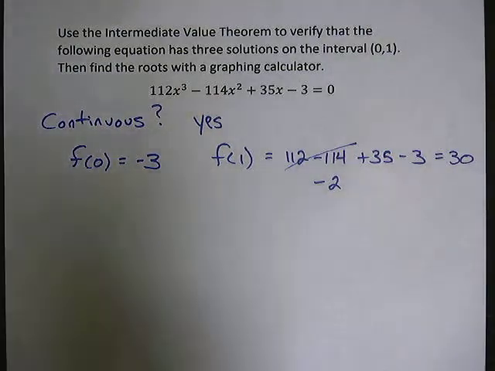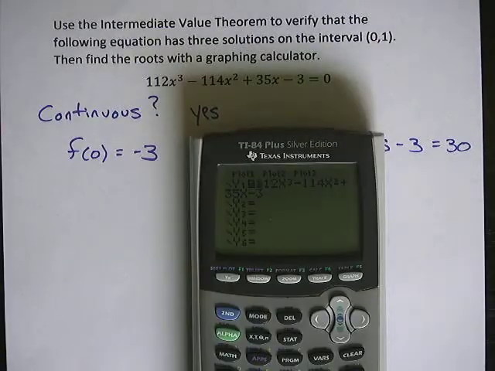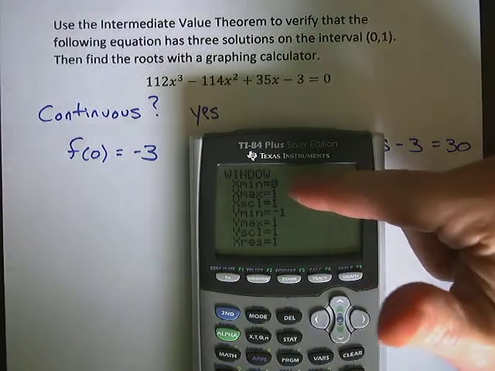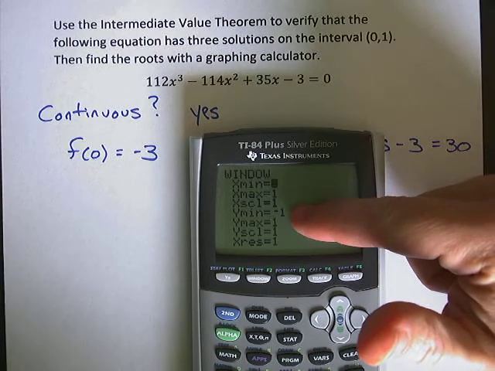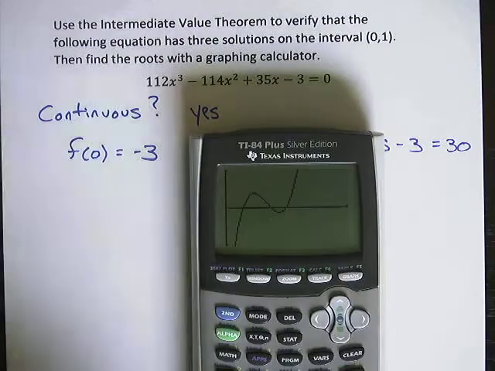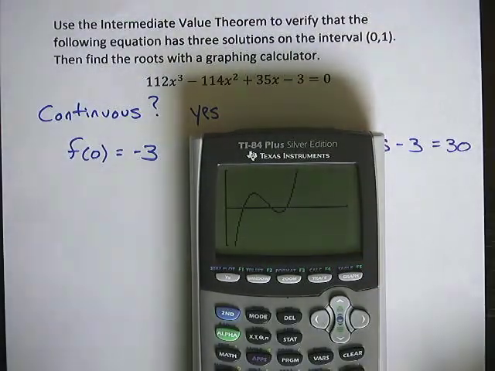Now, it says use the calculator to find the roots, so let's do that. So I've already got it typed in for us here. Got 112x cubed minus 114x squared plus 35x minus 3. Now, let's look at our window. Remember, we're only looking on the interval 0 to 1, so I changed x-min and x-max to 0 and 1. And trial and error let me see that I really only needed the y-max to go from -1 to 1 as well. So when I hit graph, this is what the function looks like. And we can see we have 1, 2, 3 times that this crosses the x-axis, which means that the equation has three solutions on the interval 0 to 1.